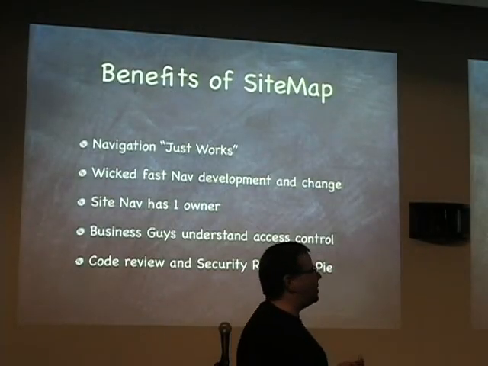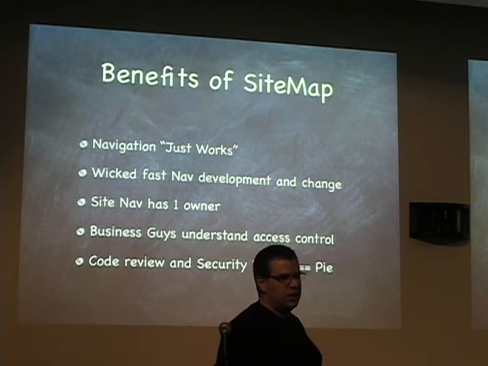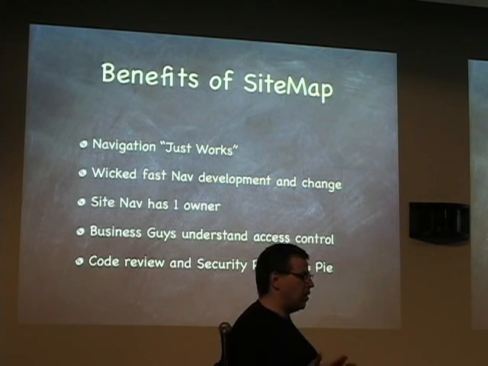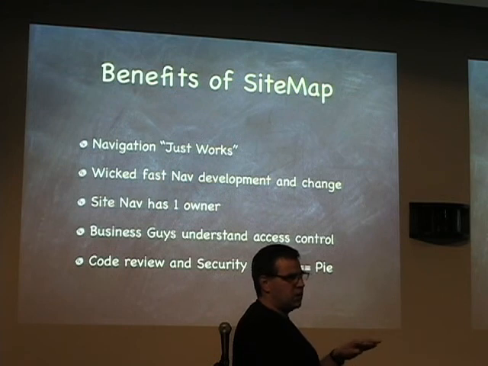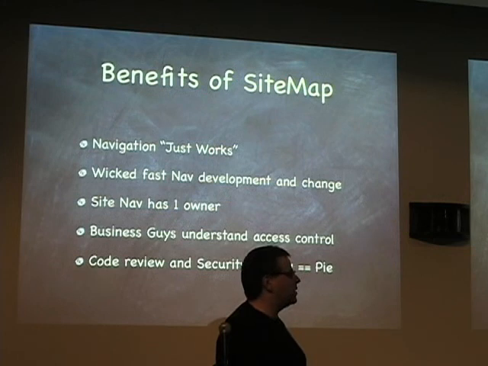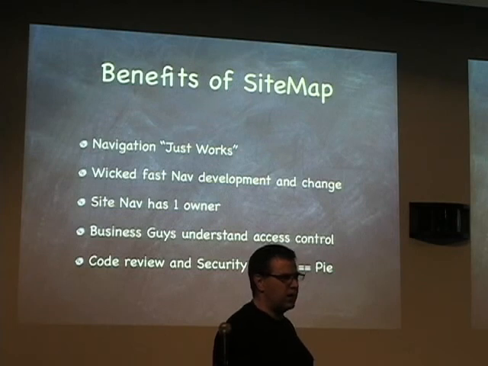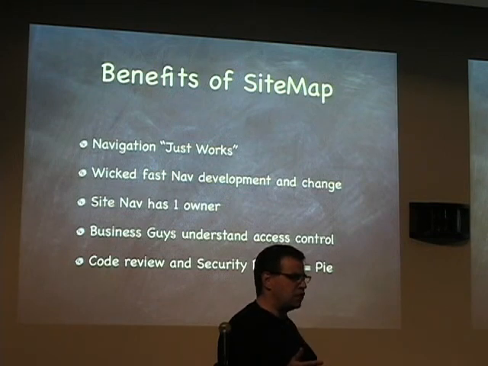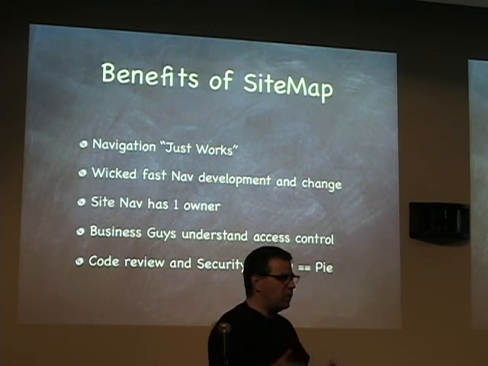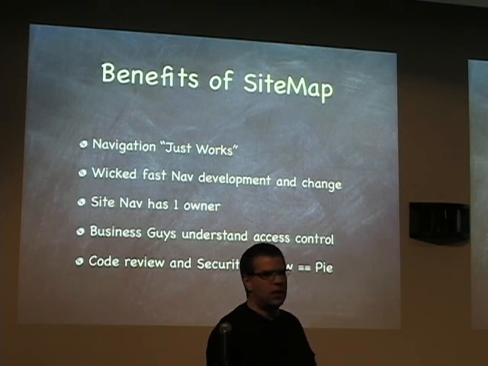So benefits of sitemap. First of all, the navigation just works, and you don't have all of your pages except one working the right way. They all work because they all refer to this master document that describes site navigation. It's wicked fast to do nav development and nav changes. I mean, it actually took about 3 weeks to get the semantics right, but once we got the semantics right, our HTML guy became the owner of site navigation rather than the HTML guy and one of the Java guys and the QA person who had to go back and QA it.